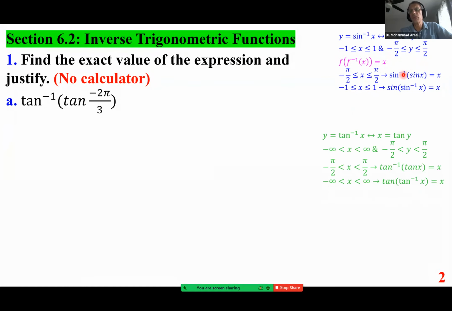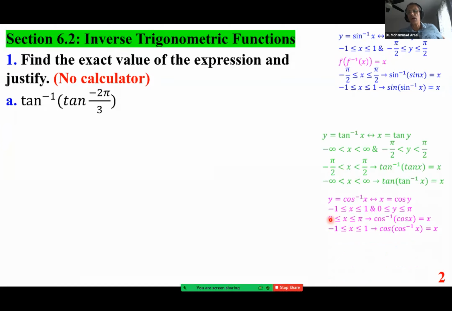Again, the restriction on sine was between negative pi over 2 and pi over 2. The same thing goes for tangent, but the endpoints are not included. Cosine is between 0 and pi, because cosine is positive in the first quadrant and negative in the second quadrant. Cosecant is 1 over sine, and it basically follows the sine. Secant is 1 over cosine and follows the cosine from 0 to pi.